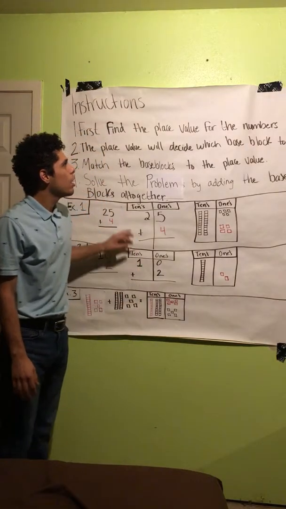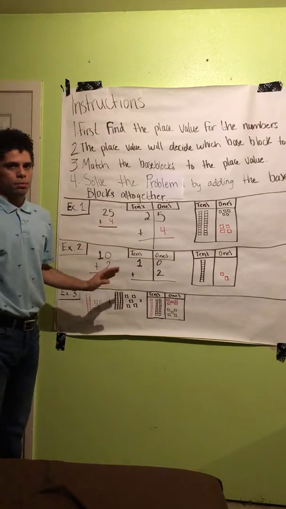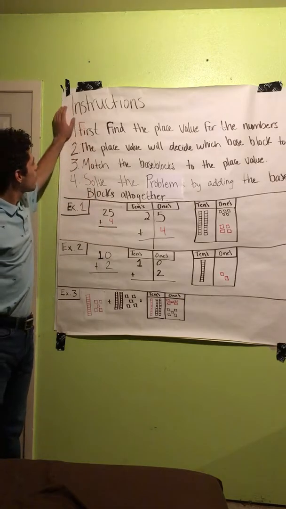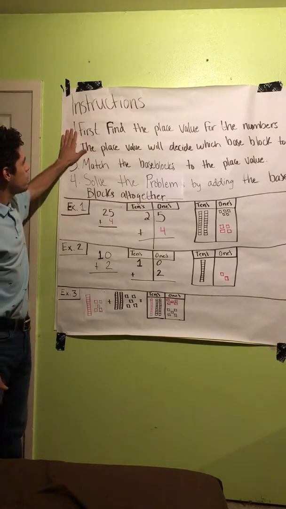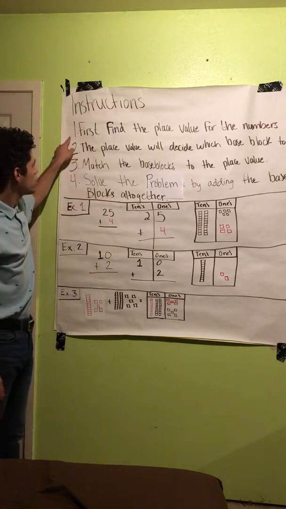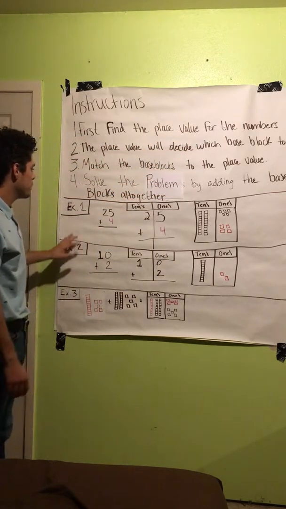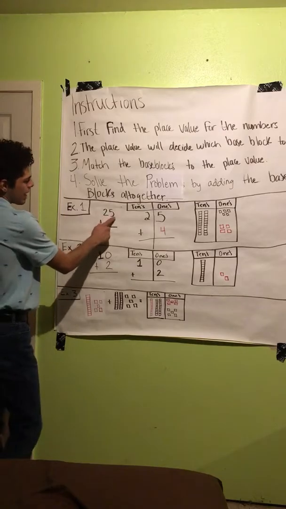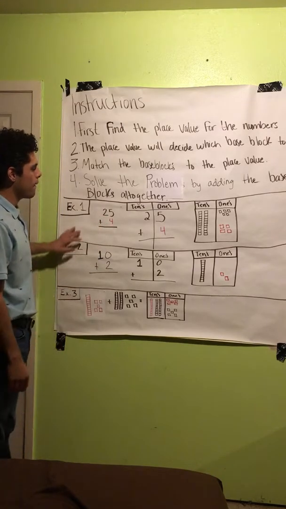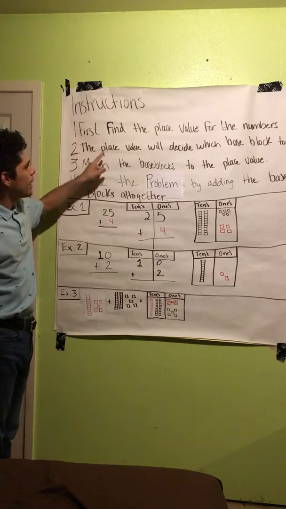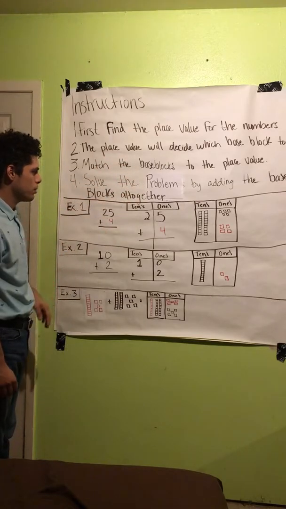For our next slide, we're going to be doing the practice problems. I'm going to read the first problem while showing you the instructions. So first, I want you to find the place values for the numbers. So here's our problem. 25 plus 4. All right. So we're going to find the place values for the numbers.